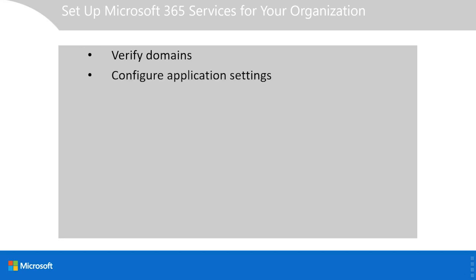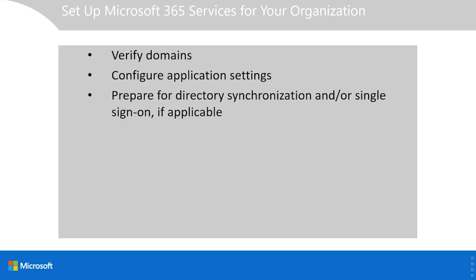Then configure your application settings. So for example, on-prem email clients, instant messaging clients, online meetings, things like that. Get them all ready for cutting over to Microsoft 365. If you're going to do directory synchronization or single sign-on, prepare for that. Also, make sure your help desk is aware of the changes. Get them used to working with Microsoft 365. Make sure they're set up with the appropriate permissions.